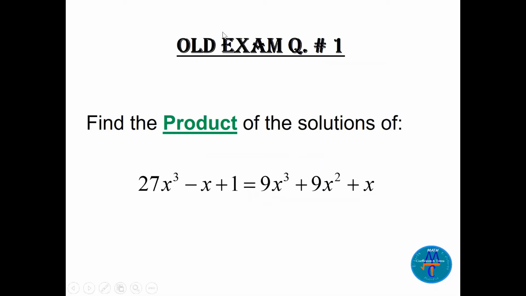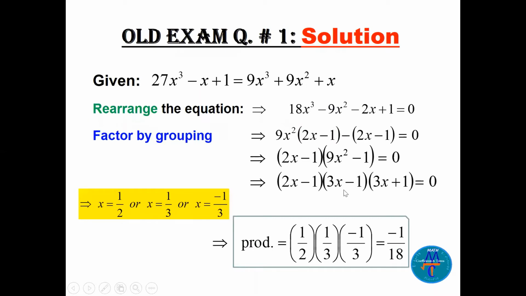Find the product of all the solutions of this polynomial equation. For sure, we have to do what first? We have to rearrange it, make it all equal to 0. So rearrange the whole equation. Bring 9x cubed to the other side. That's 18 minus 9x squared minus 2x plus 1.